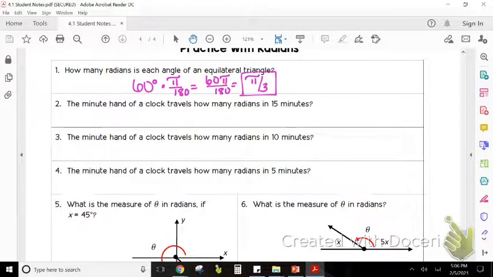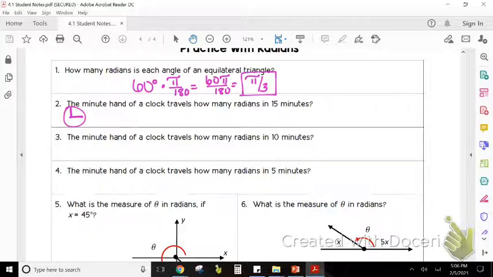Now the minute hand of a clock travels how many radians in 15 minutes? If you look at a clock, you know that if it's at noon and then at 15 minutes, that's just a 90-degree angle, right? And so you can convert it to radians. But then the next two also have the same kind of thing. So let's find this one a little different. Let's go ahead, we're going to find it using our radians.